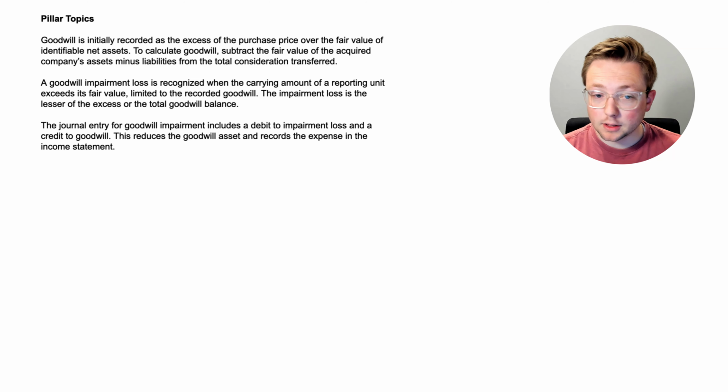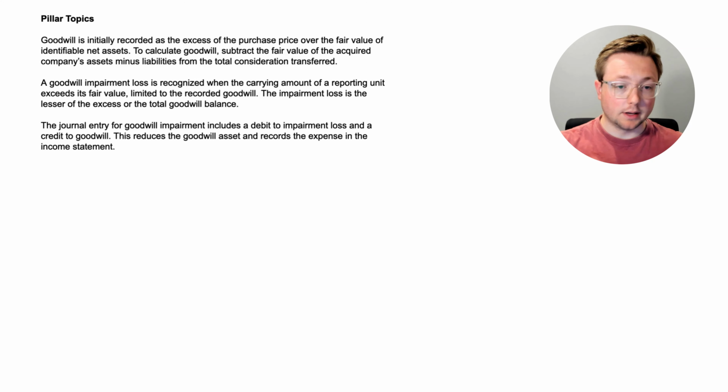A goodwill impairment loss is recognized when the carrying amount of a reporting unit exceeds its fair value, limited to the recorded goodwill. The impairment loss is the lesser of the excess or the total goodwill balance. Again, that's basically another way of saying that the impairment loss is limited to the total amount of goodwill. And then finally, the journal entry for goodwill impairment includes a debit to impairment loss and a credit to goodwill. This reduces the goodwill asset and records the expense in the income statement. Again, very simple concepts, very simple ideas in this video, very straightforward once you know it.